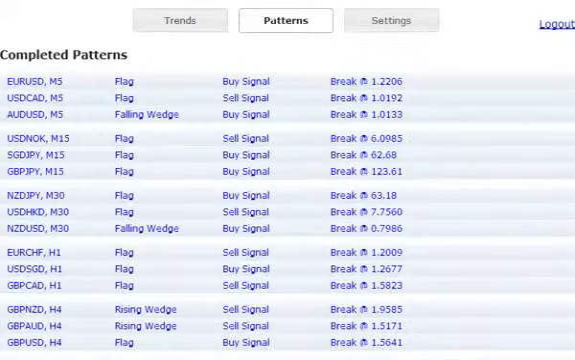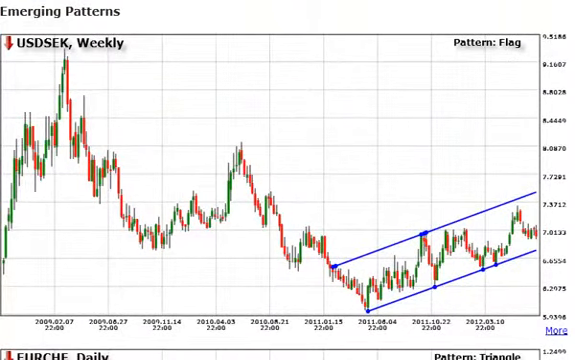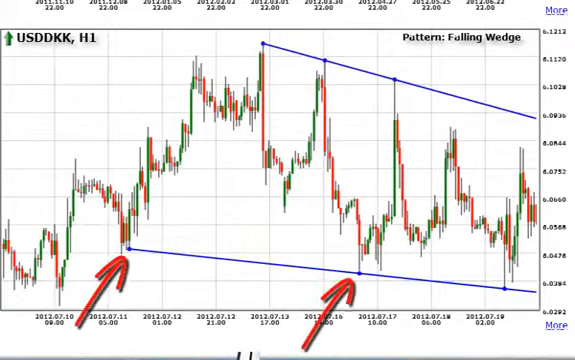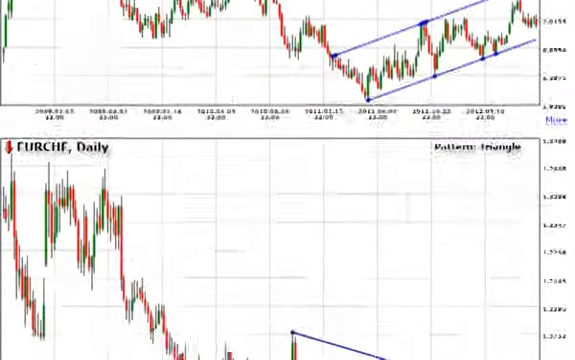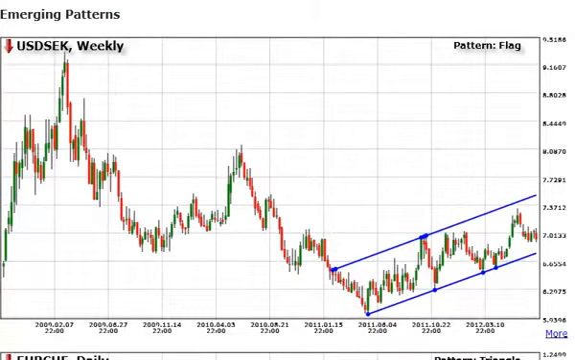Now let's look into patterns. And what you see are, believe it or not, the automatically recognized patterns. Here's the pair and the time frame and the pattern name: flag, triangle, falling wedge, and so on. Notice that there are often more than two touching points on the trend line. This is because the recognition algorithm is very good. When the price breaks through the trend line, it's likely to continue in the same direction. So you can enter the orders just above or below the trend line depending on the overall trend.